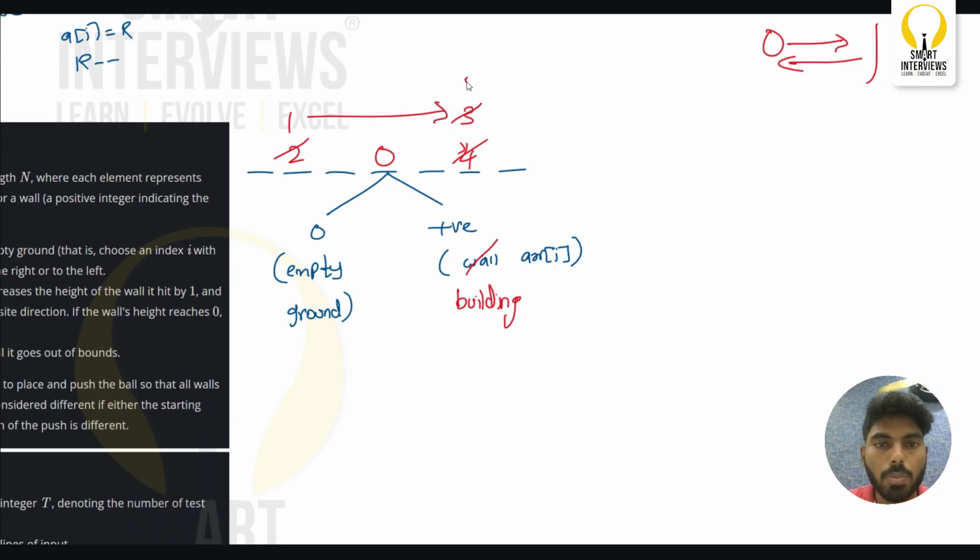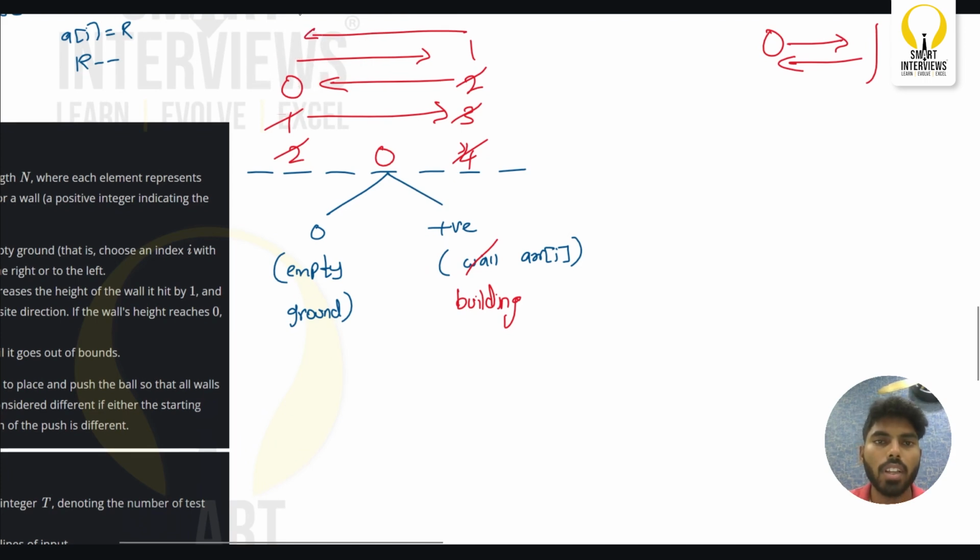It decreases this building by 1. Now again it goes to the left side. It decreases this building's floors by 1. Now again it goes to the right side. It decreases this building's number of floors by 1. Now again it goes to the right side. Since this number became 0, the entire building is demolished, entirely removed. Where will the ball go? It will simply go out of the box. So that's it. This is the question.